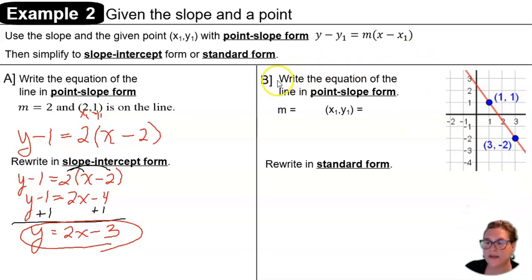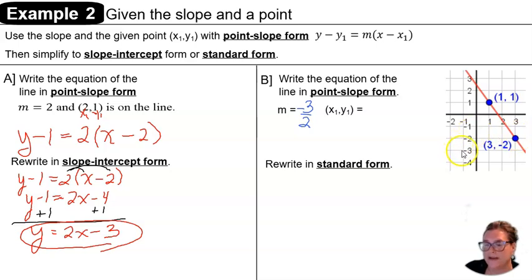Okay, in example B, we want to write the equation of the line first in point-slope form and then in standard form. This time we don't see what the slope is. We weren't given the slope, but we can count it from these 2 points. So if we're starting at our lower point, we rise up 1, 2, 3, and we go to the left 1, 2. So up and to the left would be a negative slope. So this would be negative 3 over 2. You could also use your slope formula in order to calculate that slope if you wanted to.